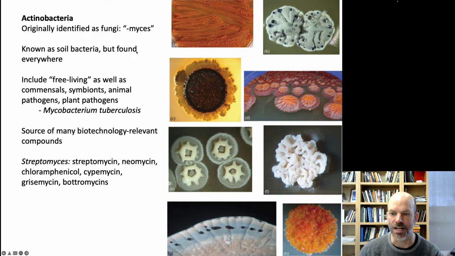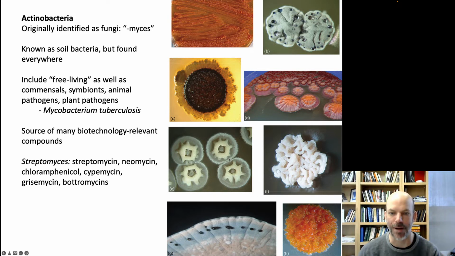Some of the most dramatic examples of multicellular structures are produced by the group of bacteria known as actinobacteria. These were originally called actinomyces because they were thought to be fungi, and you can imagine why they were thought to be fungi. Looking at the images of the structures that they produced, these look very fungal, right? But all of these images are actually of actinobacteria.